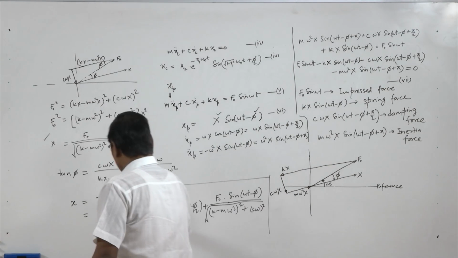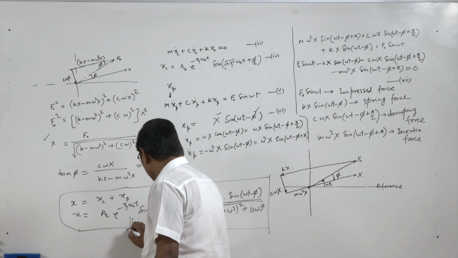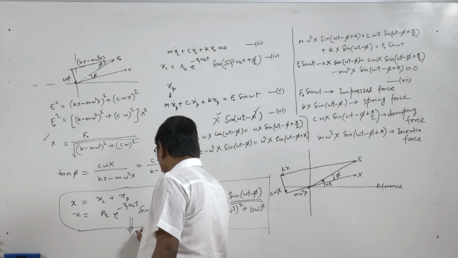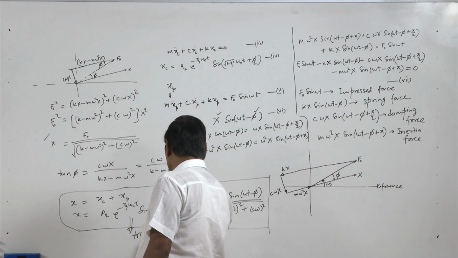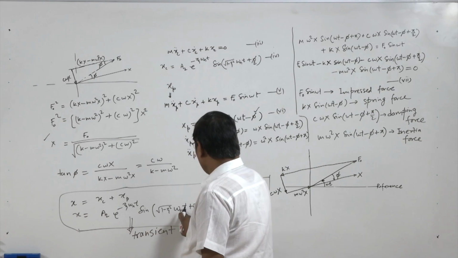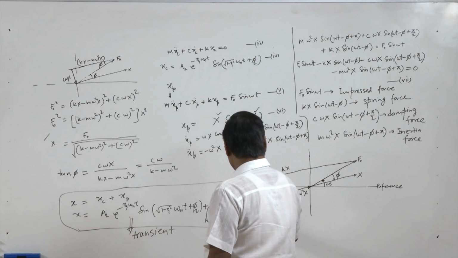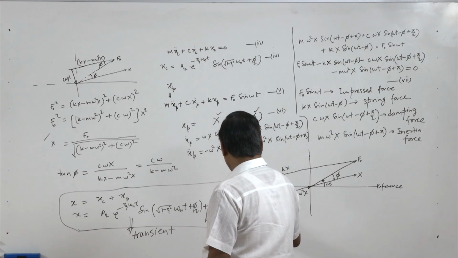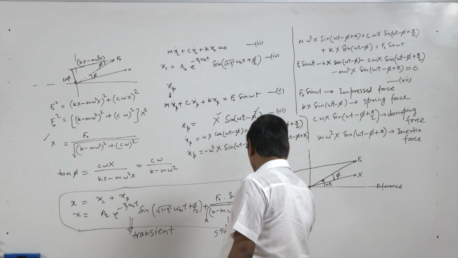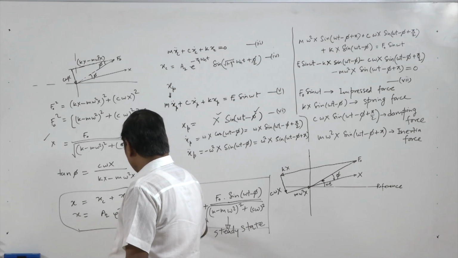So this is the complete solution, and we see that this part is exponentially decaying. So this is the transient part, and this will decay after a certain small instant of time. This other part is a harmonic function with a sine function, and this is the steady state part, and this part will prevail even after the transient part is 0.